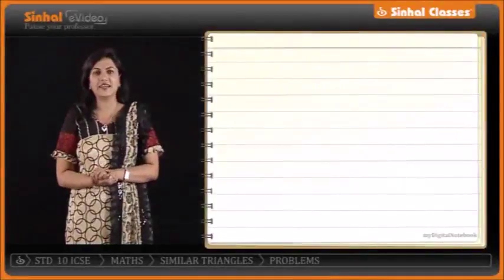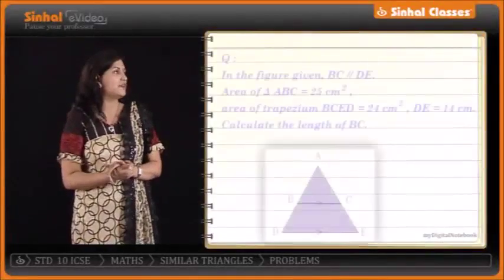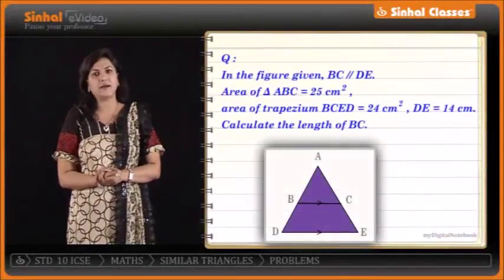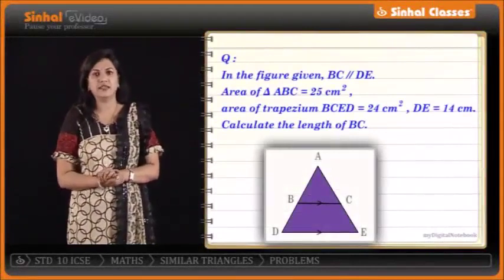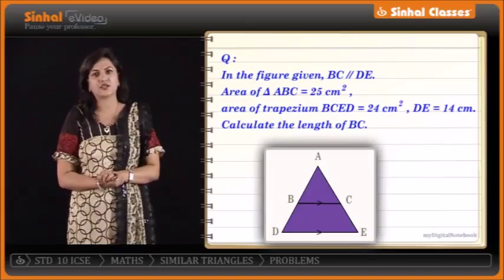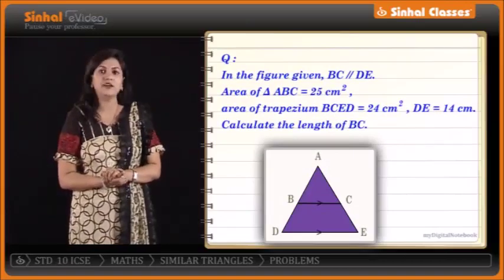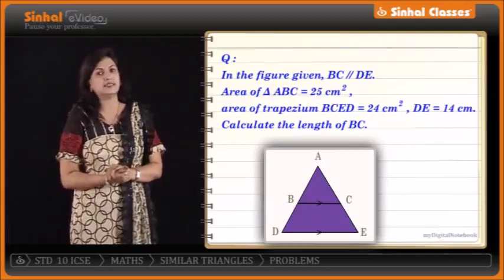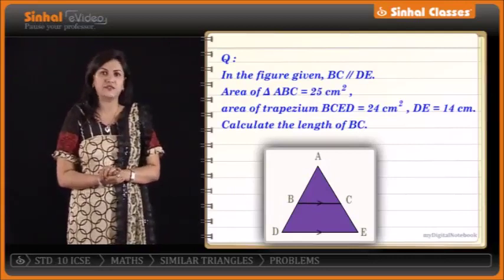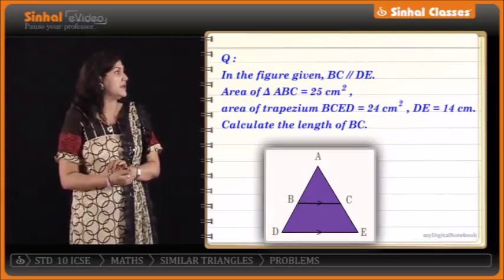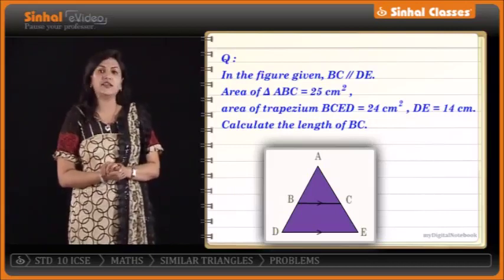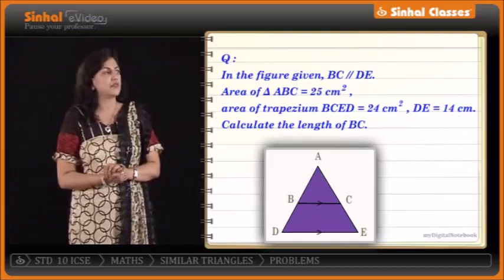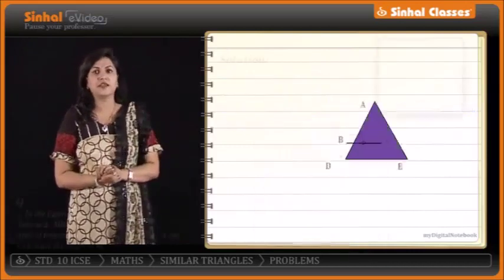Now let's look at the next problem. In the figure given, BC is parallel to DE, the area of triangle ABC is 25 cm² and the area of trapezium BCED equals 24 cm². DE is 14 cm. Calculate the length of BC. We are given the figure.